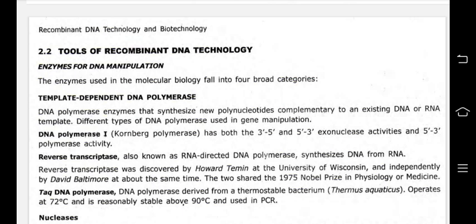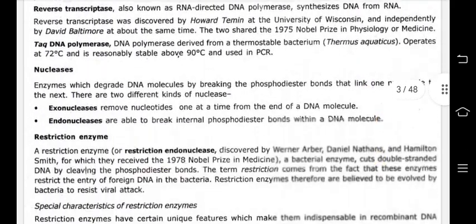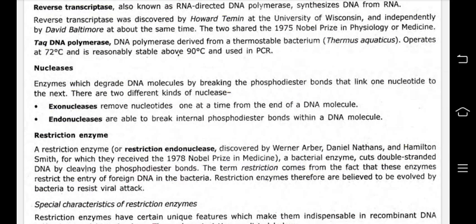Reverse transcriptase, also known as RNA-directed DNA polymerase, synthesizes DNA from RNA. Reverse transcriptase was discovered by Howard Temin at the University of Wisconsin and independently by David Baltimore at about the same time. The two shared the 1975 Nobel Prize in Physiology or Medicine. Taq DNA polymerase: DNA polymerase derived from a thermostable bacterium, Thermus aquaticus, operates at 72 degrees Celsius and is reasonably stable above 90 degrees Celsius and used in PCR. Taq DNA polymerase, which is derived from Thermus aquaticus.